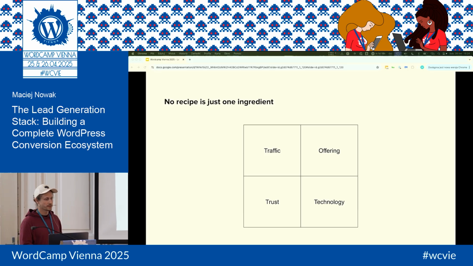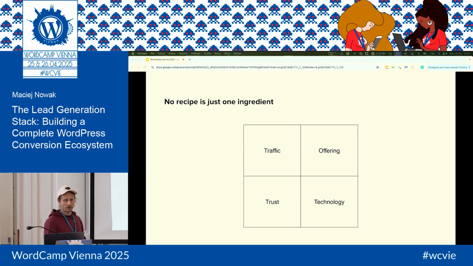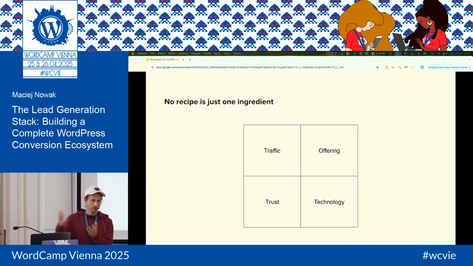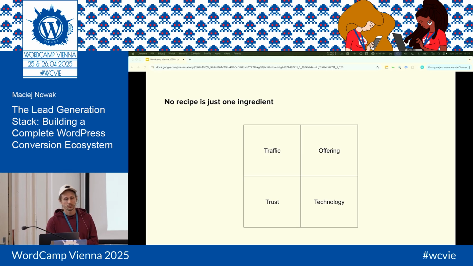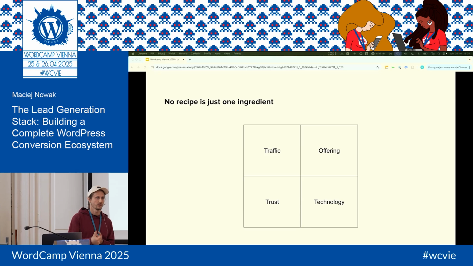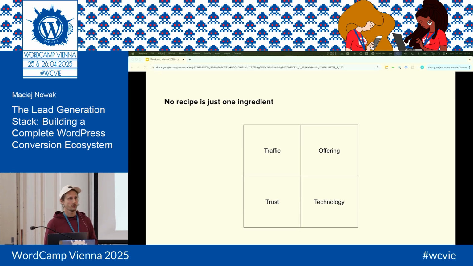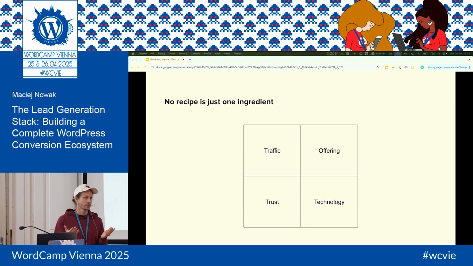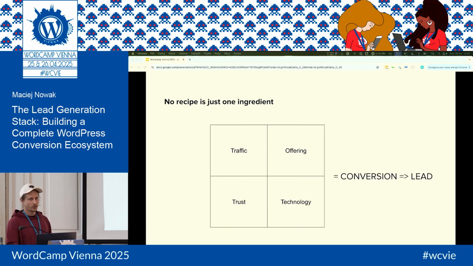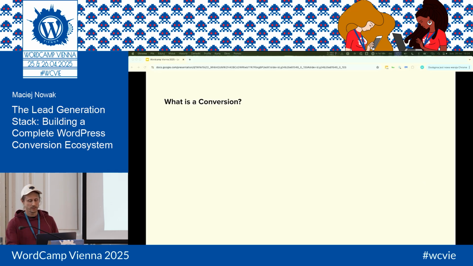So in our case, when we are talking about lead generation, we need to have a conversion and then have a lead. We need to have traffic. That's obvious. You have to have the eyeballs on your website. You have to have the offering that you are going to sell, whether this is a service or a product. You have to build trust for those visitors, and you have to have the technology that would enable all of that. And only from those powers can we generate conversion that would turn into a lead. So what is a conversion?